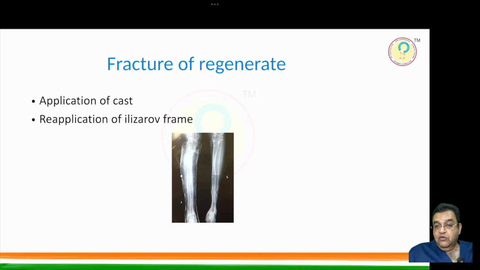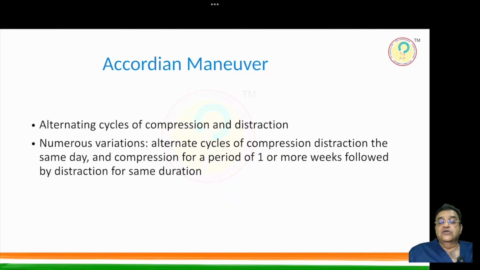Now after you remove it, I recommend that you give plaster for 3 weeks till the holes have settled, and then you have to give a brace. Now, fracture of the regenerate, if it happens, you can treat it with the application of a cast. The regenerate goes into union very fast, or you can reapply your Elizarov frame. Sometimes in non-union, or when the regenerate is poor, you do the accordion maneuver.